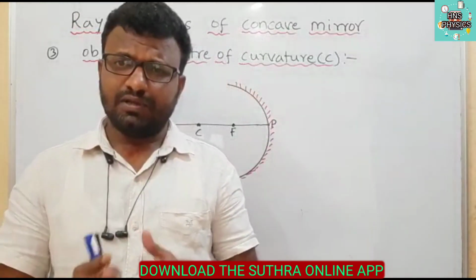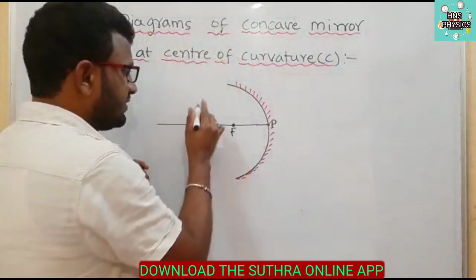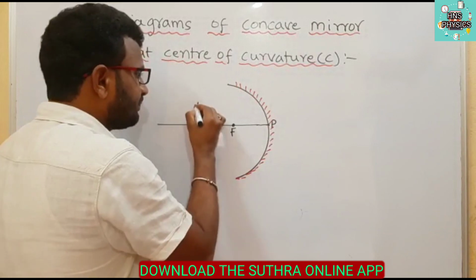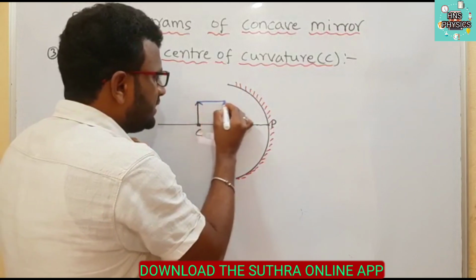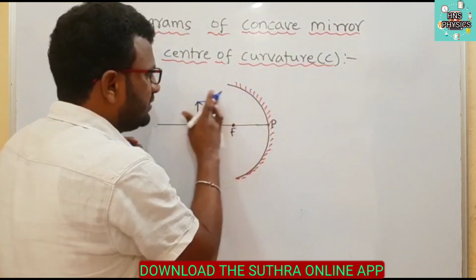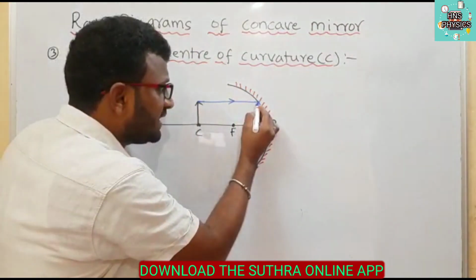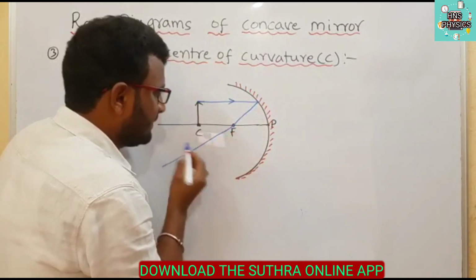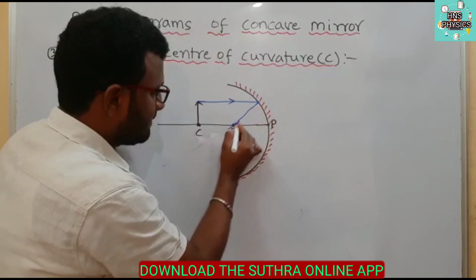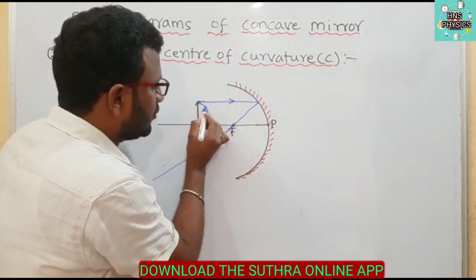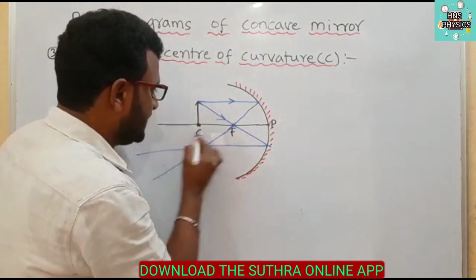Come to the third one. When the object is placed at the center of curvature, so what will happen? See here. When one ray is passing parallel to the principal axis, I am taking the first rule. After reflection, it passes through the focus. Next, I am taking one more rule, that is the second rule. After the reflection, the reflected ray passes through the focus.